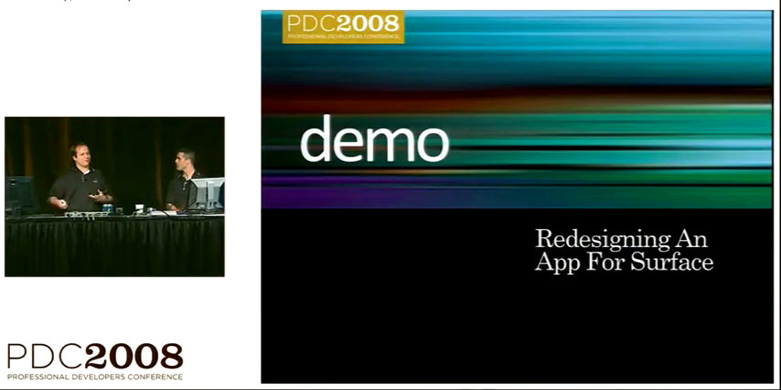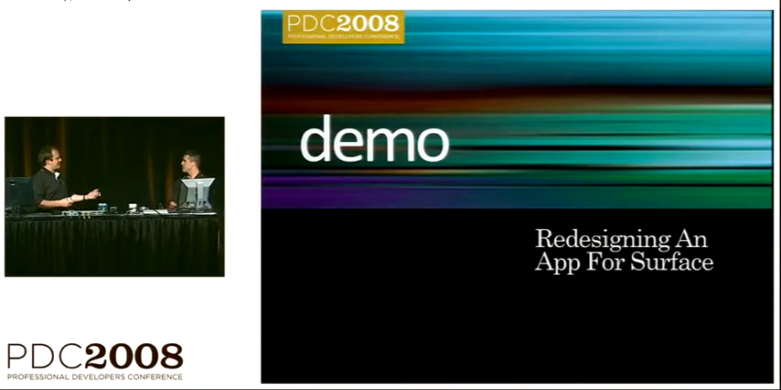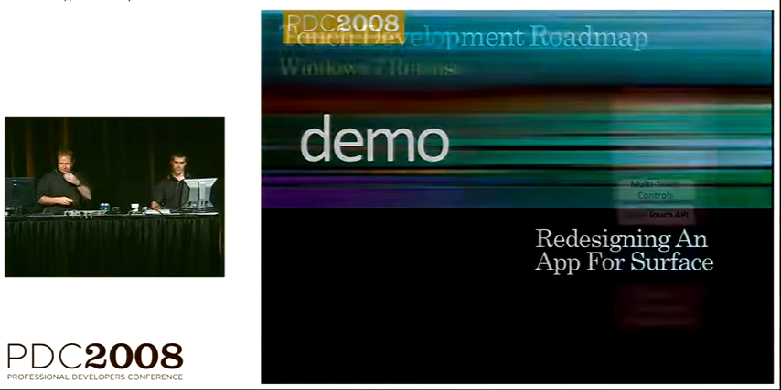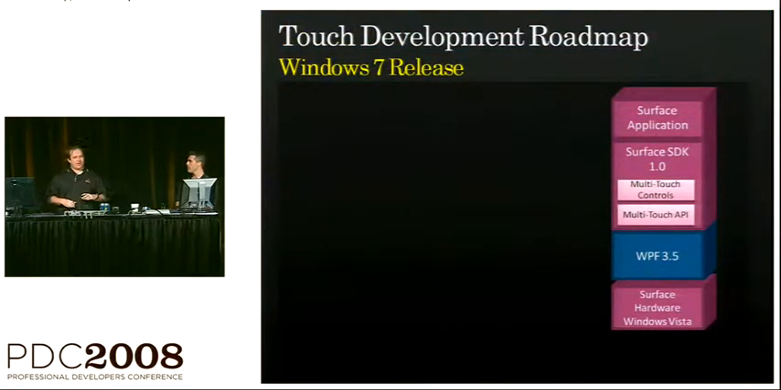So taking these controls, adding them into an existing application to pretty quickly make it bring out all the unique capabilities of Surface and enable some brand new scenarios. So we've been talking about how the Surface SDK is built on top of things you already know, like Windows Vista and WPF 3.5. You've probably heard the announcements that Windows 7 is going to have multi-touch support as well, and you're wondering, how does this all fit together? What does it mean? So I can tell you.